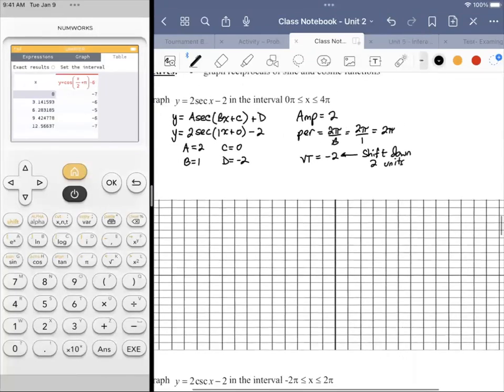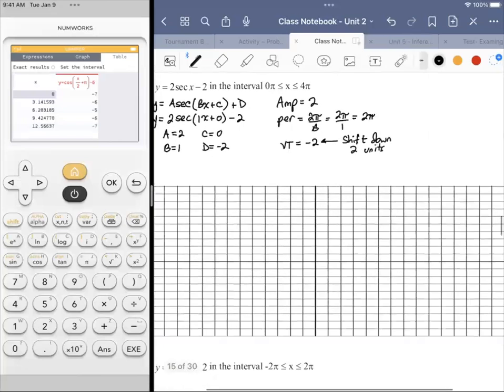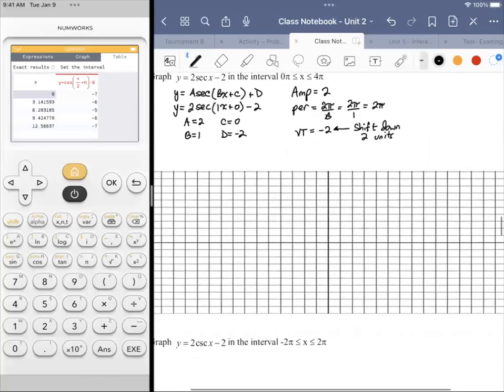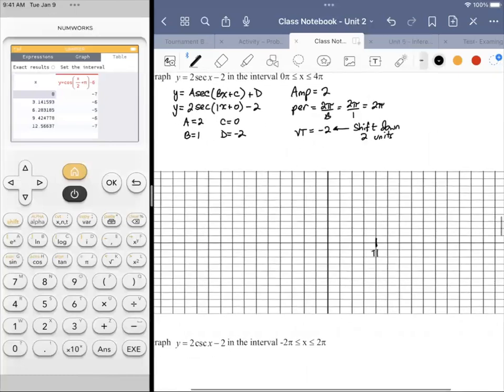All right, so far it seems exactly the same as a sine or a cosine graph. I want to go from 0 to 4 pi, so I'm going to do what I did before. Every 4 units I'm going to call pi.